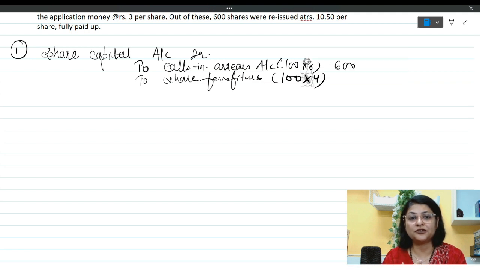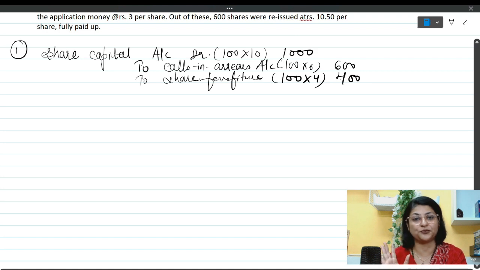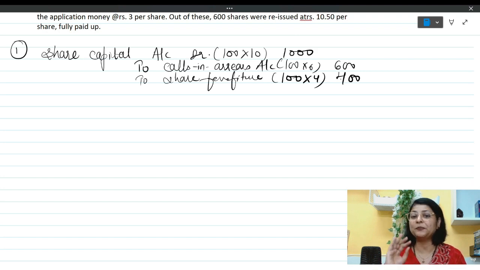So we will write over here 600 rupees for calls in arrears. Here we are going to write 400 rupees, and over here we will multiply with the money called up, and the money called up is all 10 rupees, means 1000 rupees. This is a simple forfeiture entry. In this question there was no securities premium also. So 1000 rupees was called from the shareholder. The shareholder paid 400 rupees and 600 rupees is not being paid by the shareholder.